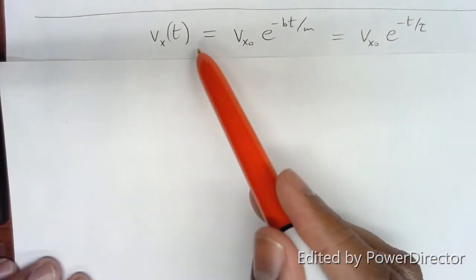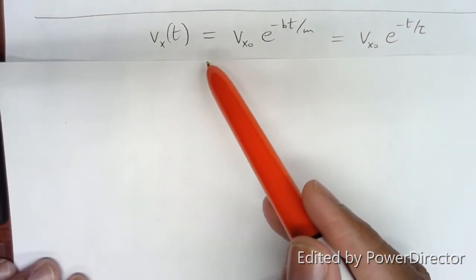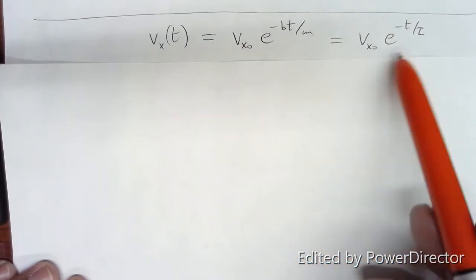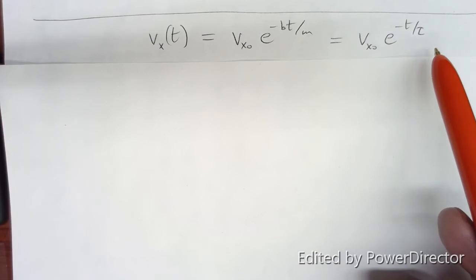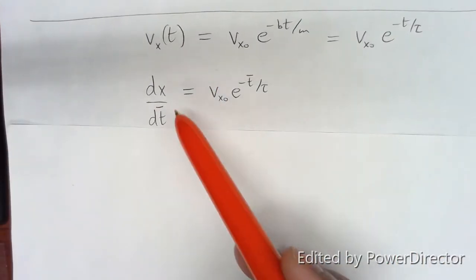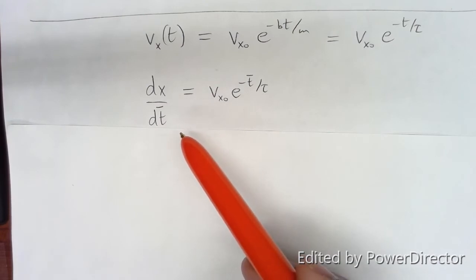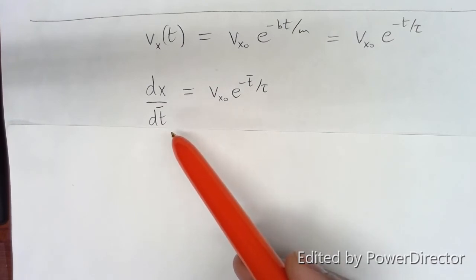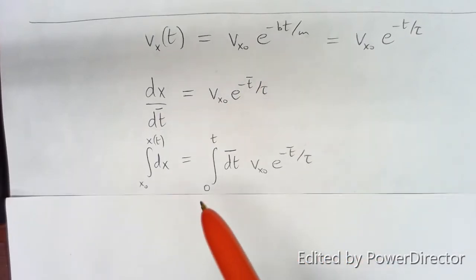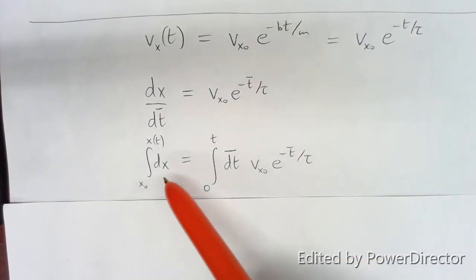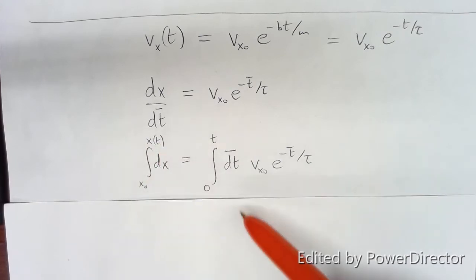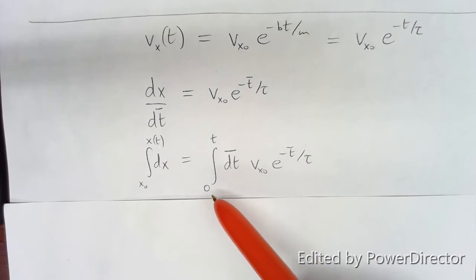So we have found Vx as a function of time. Let's go on and find x as a function of time. We first rewrite the equation using our new constant of tau. Vx, of course, is just dx over dt. Here, to avoid variable confusion, I'm using t bar. And then I integrate both sides on the dx side from x naught, the initial x position, to our x as a function of t. And on the time side, we have from 0 to t.